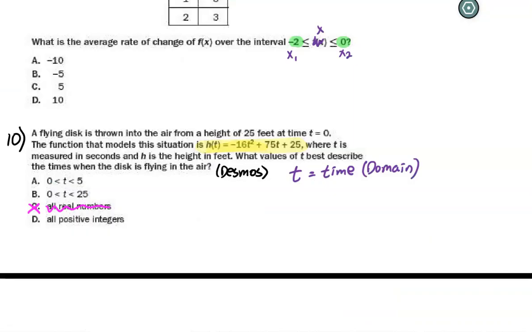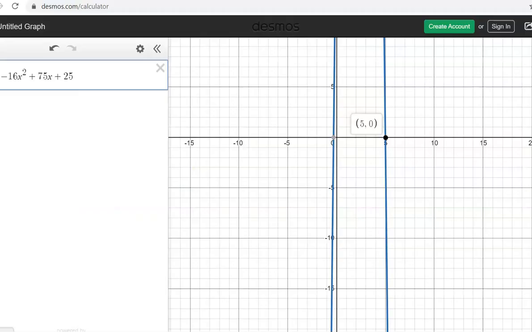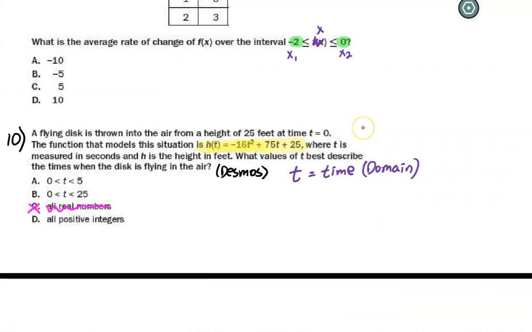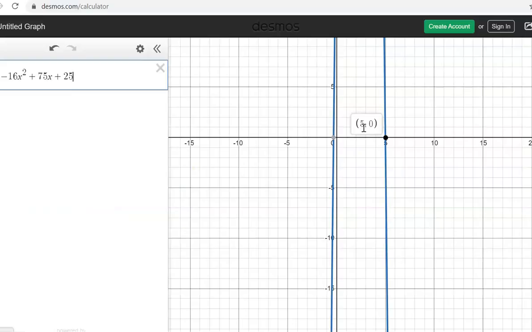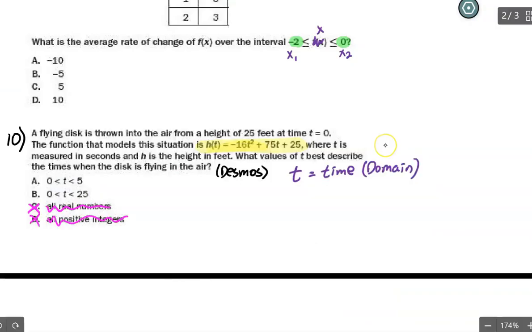Okay, where t is measured in seconds and h is the height in feet. So this 5 is a t. So what does that mean in this question? Okay, so then now that we've talked about that, the other possible answer that is incorrect is E. Because if you say all positive integers, anything after this 5 means that you're underground, right? And that's not possible. We're not digging a hole. It's landing somewhere. Okay, so what does that mean for number 10?